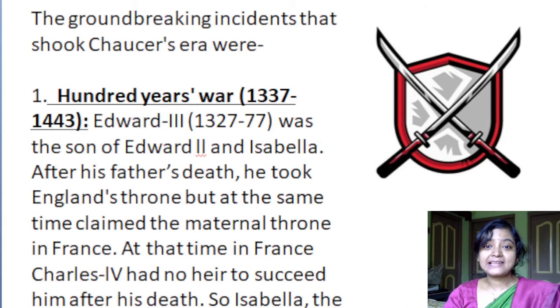The groundbreaking incidents that shook Chaucer's era were, at first, the 100 Years' War. We have already read about the 100 Years' War. What was the cause of the 100 Years' War? 1337 to 1453. Edward III was the son of Edward II and Isabella.